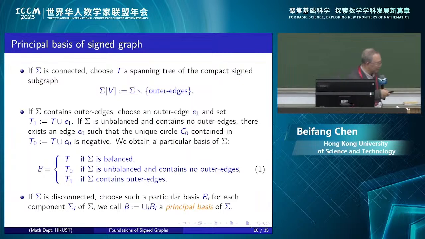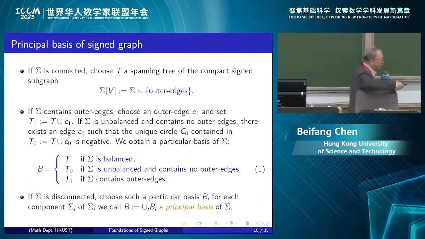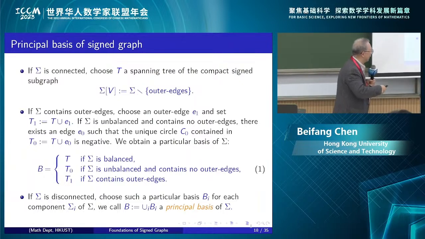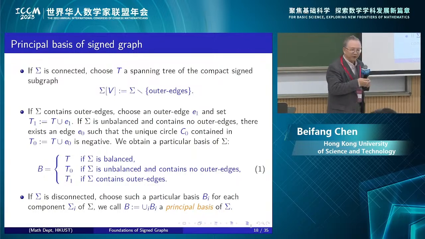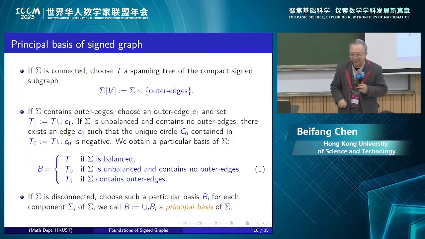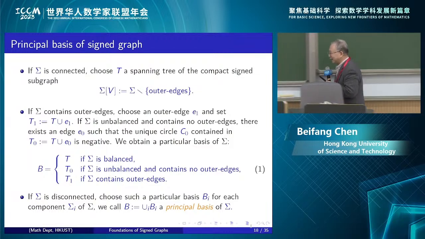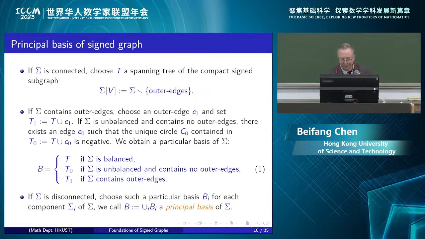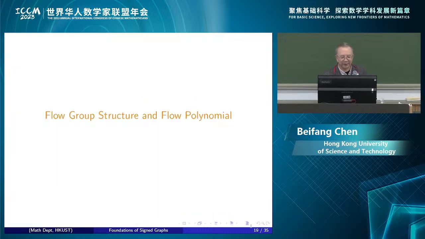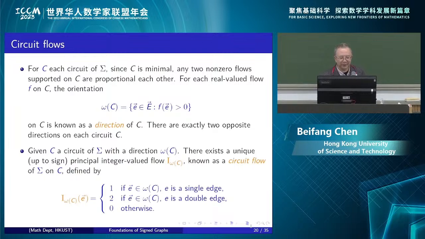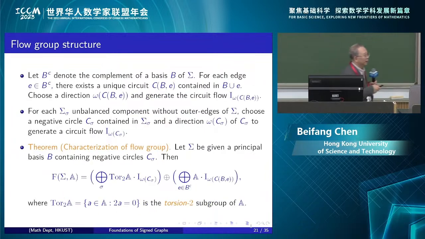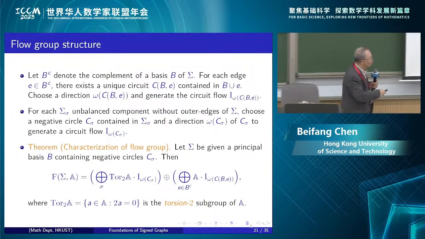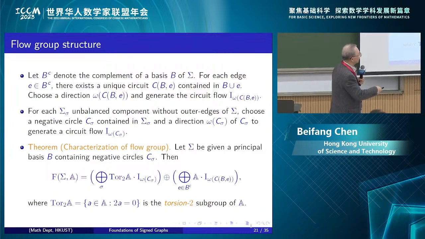And here is something technical. Maybe we just skip this one. There's no time. Writing it down takes time. The principal basis means a specially selected basis. So we select a basis as the principal basis, which gives a good result. Now we get the flow structures. Now we get a circuit. We get circuit flows. Then quickly we get the flow group, with a structure like this.